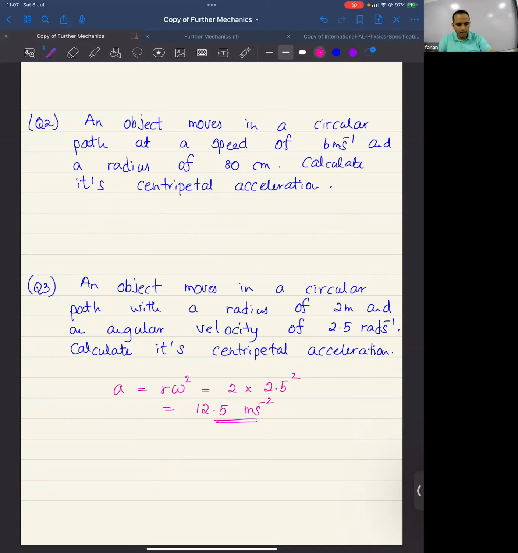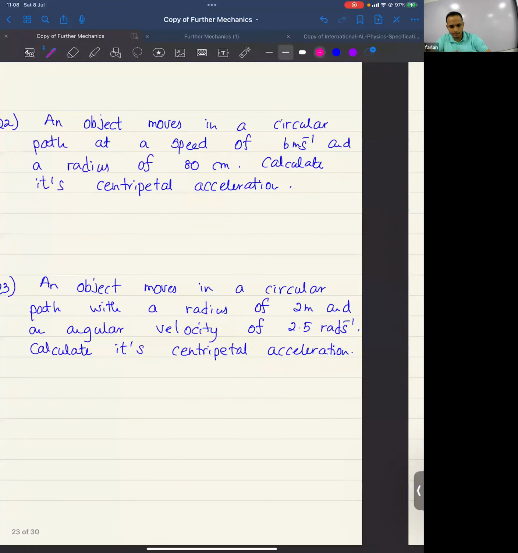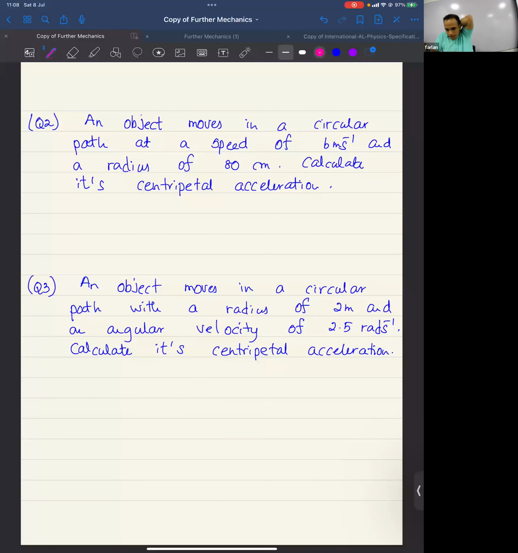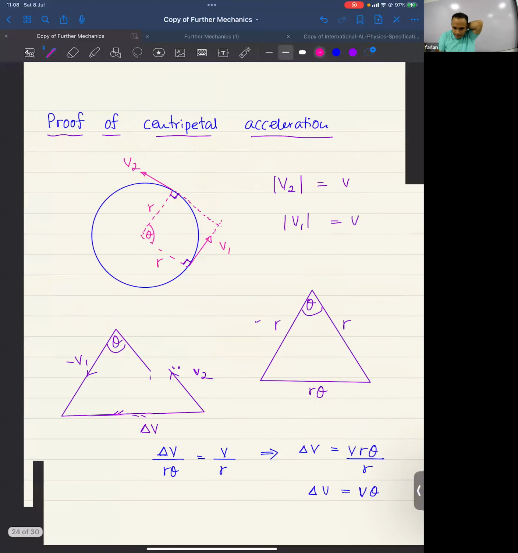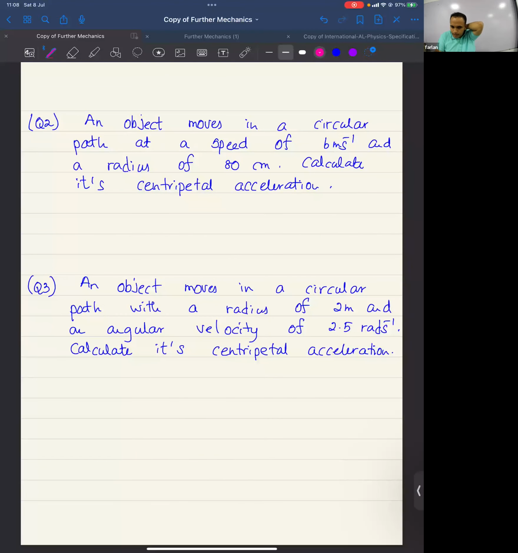Write the next one. An object moves in a circular path at a speed of 6 meters per second and a radius of 80 centimeters. Calculate its centripetal acceleration.